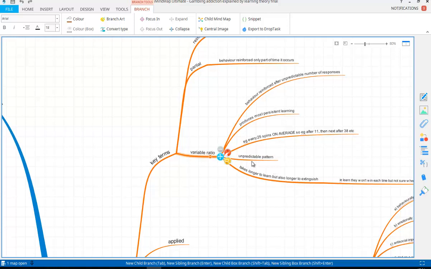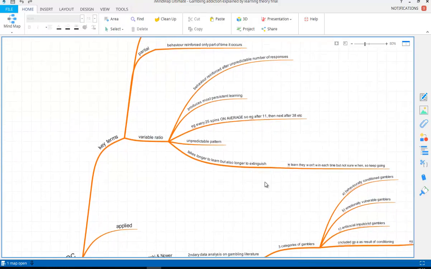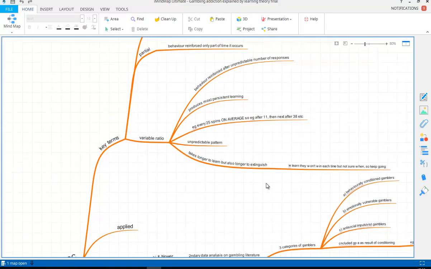So it's an unpredictable pattern, so we don't know what's coming up. We don't know when we're going to win. And that's why it's the most persistent sort of learning, because you are going to continue it because you don't know whether your turn is next to win. So it does take longer to learn, but it is also longer to extinguish because you're just always hoping that yours is going to be the next one that wins. So they learn that they will win eventually, but they're not sure when, so they keep going.